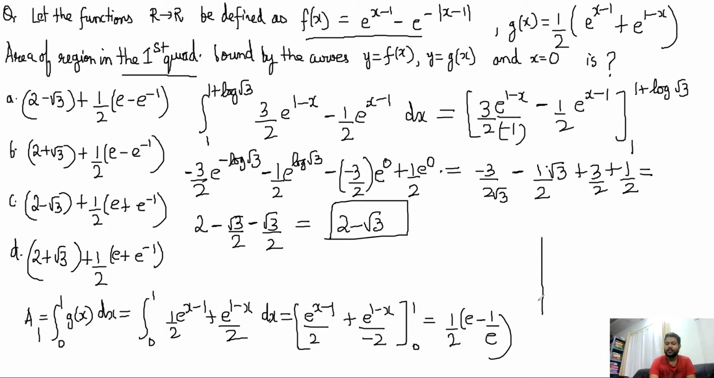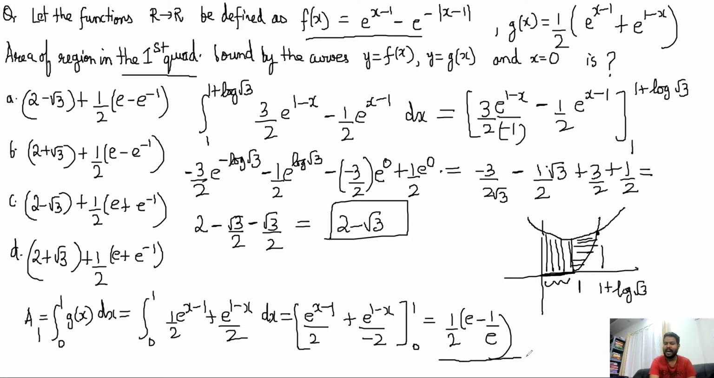So we are getting 2 minus root 3 as the area to the right of x equal to 1. So the functions were looking like this, f was looking like this, and g was looking like this. This was the point 1 plus log root 3, and this was the point 1. So the total area was this area plus this area. This area we have evaluated in the first integral, it came as half of e minus 1 by e. And the second integral is the answer of this area, which is 2 minus root 3.